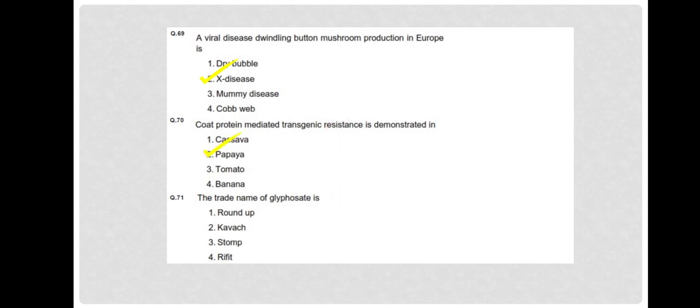Next question is question number 71. The trade name of glyphosate is, so the answer is Roundup. Glyphosate is a broad spectrum systemic herbicide and it is marketed with the trade name Roundup.